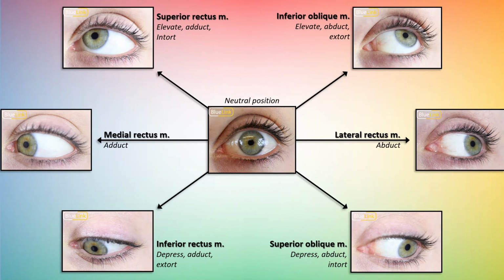The oblique muscles are going to do the exact opposite. So inferior oblique will elevate, superior oblique will depress. The oblique muscles are going to abduct in addition to elevating or depressing. And the rectus muscles are going to adduct in addition to elevating or depressing. And finally, one last rule here: muscles that have superior in their name, so we've got superior rectus, superior oblique, are going to be intorters as well.